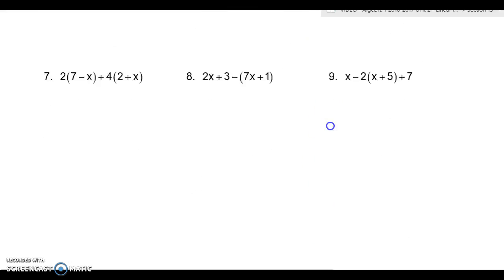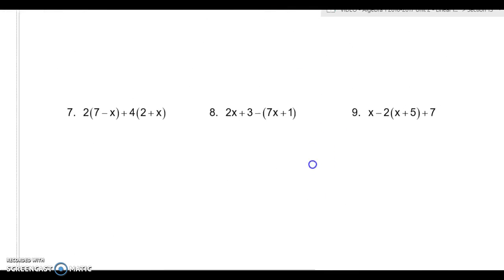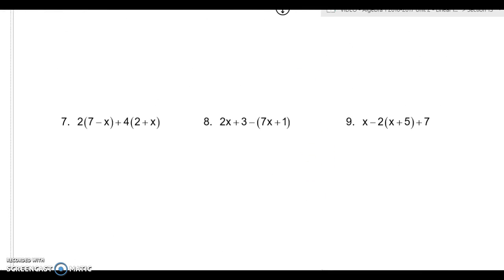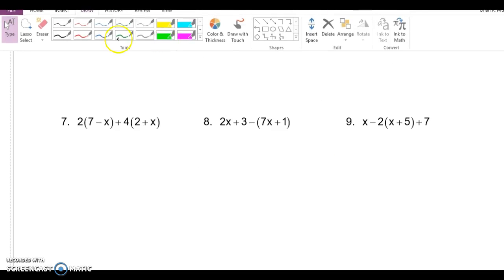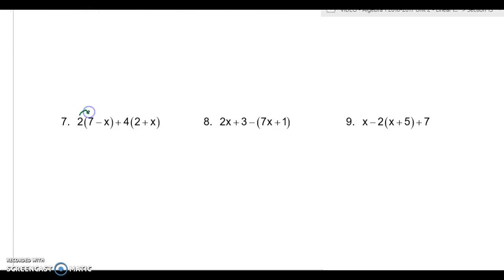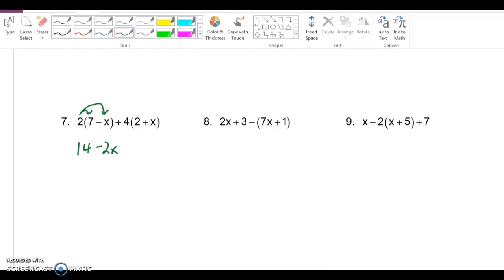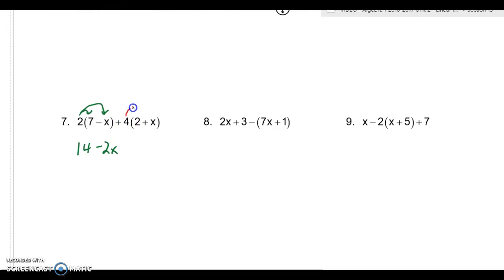Let's find one where we have to do a little bit of rearranging. How about number 7? Number 7, again, we're going to distribute twice because I see 2 sets of parentheses and the numbers in front. 2 times 7 is going to give me 14, and 2 times negative x is negative 2x. Distribute the 4 in the second side, that's a plus 8 and a plus 4x. So I can combine my like terms. 14 and 8 is 22, and negative 2 and 4 is a plus 2x.